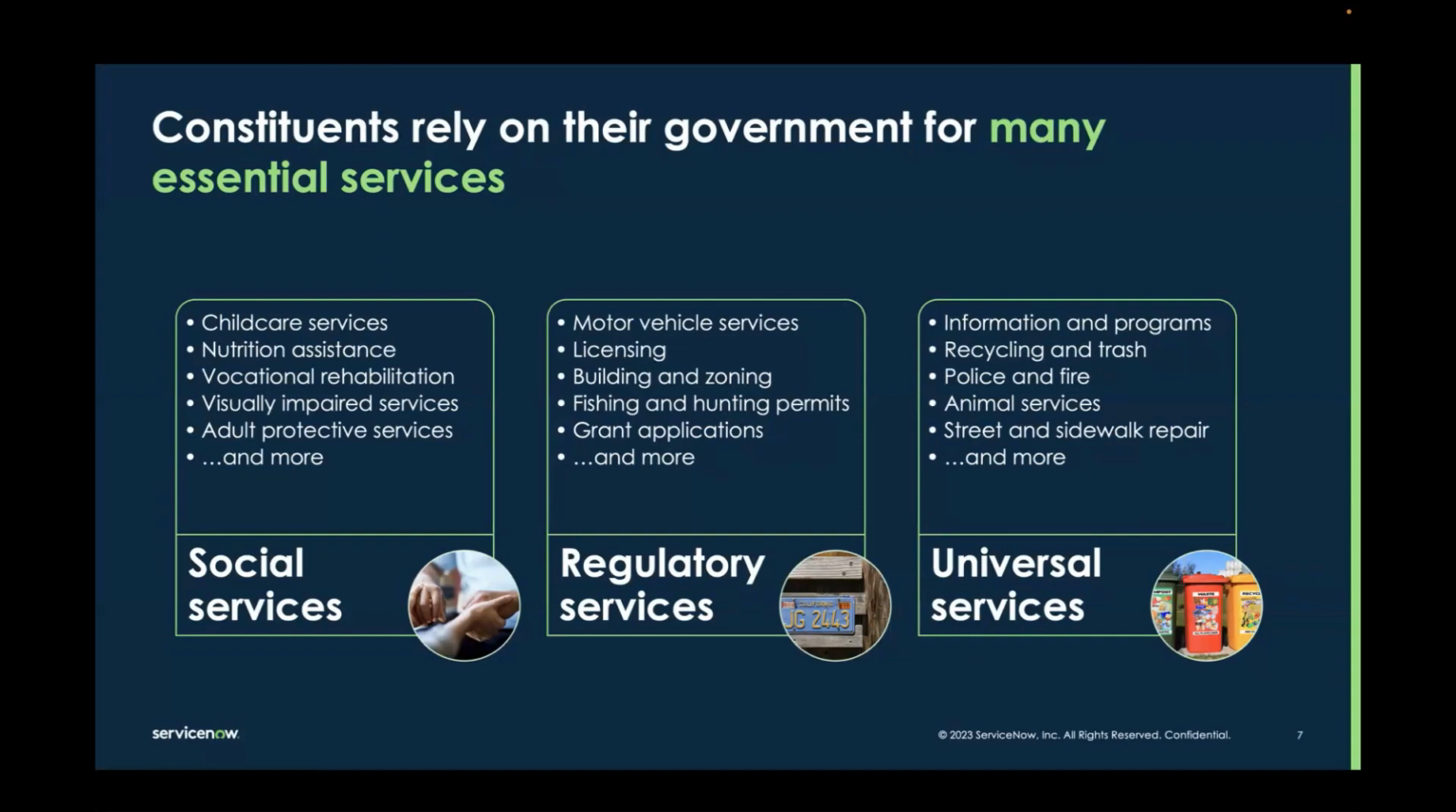And not only are constituents relying on governments for a wide array of services, but there's also a diverse set of stakeholders who are relying on government. So it's not just individuals who are requesting services, but it's also businesses and organizations that need to interact with the government in unique ways. So a visitor might need transportation or recreation information. A resident might need to report a pothole or access an essential service like housing assistance, or a business might need a grant or a license and permit. And so there's a lot of different people who are relying on the government, and they all are expecting a consumer grade experience when they do interact.